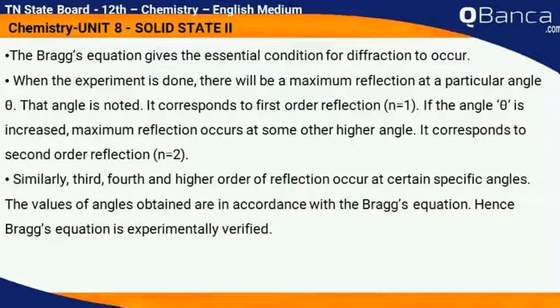If the angle theta is increased, maximum reflection occurs at some other higher angle. It corresponds to second order reflection, n = 2. Similarly, third, fourth and higher orders of reflection occur at certain specific angles. The values of angles obtained are in accordance with Bragg's equation. Hence, Bragg's equation is experimentally verified.